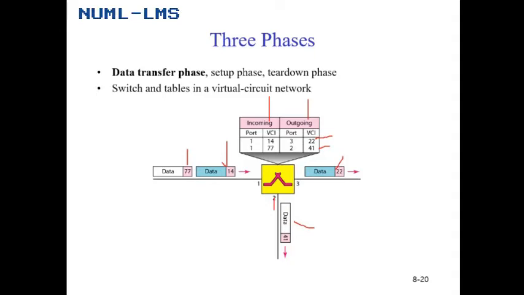The table, in its simplest form, has 4 columns. This means that the switch holds 4 pieces of information for each circuit that is already set up. We haven't discussed the setup yet. The setup will discuss how these entries are built. We are just discussing how we can transfer data from one part to another.